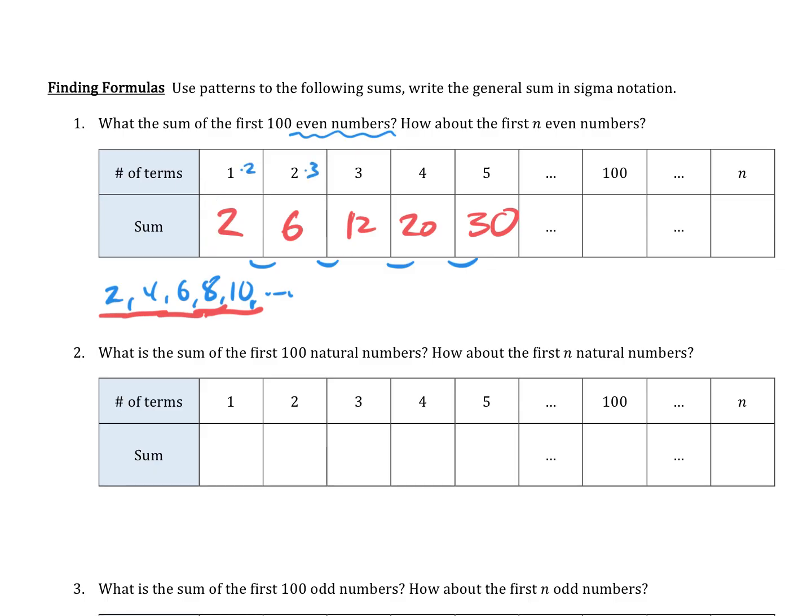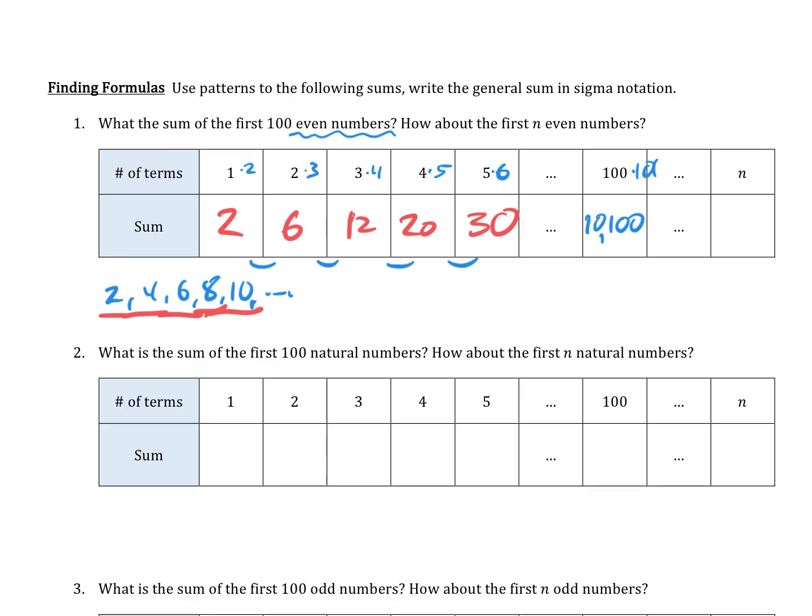2 times 3 gives us 6. 3 times 4 gives us 12. 4 times 5, 20. 5 times 6 is 30. Aha! I think we found something. So if we take the number, then times one more, we'll have our sum. So 100 times 101 is going to give us 10,100.